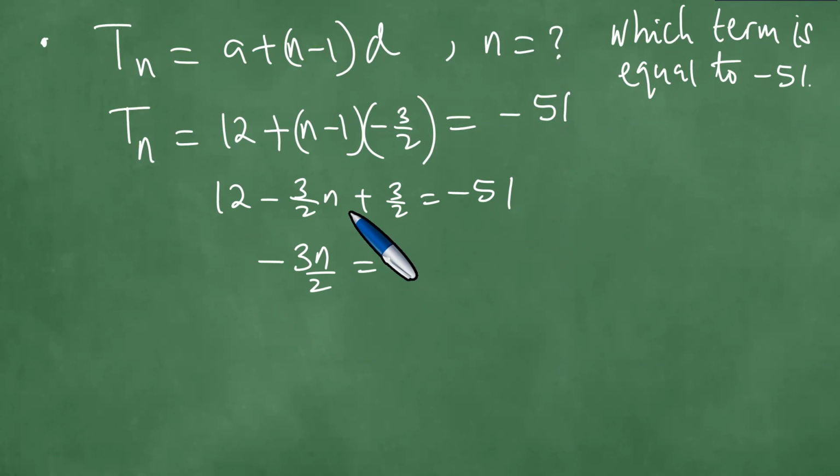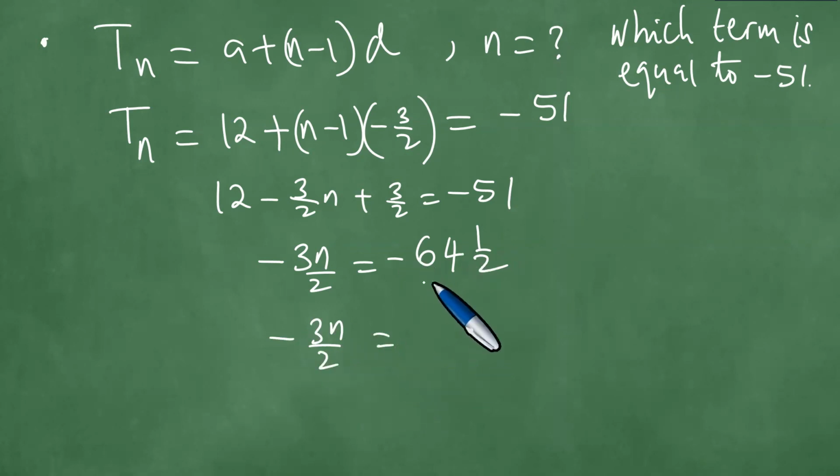Right, so now we continue. What is the answer here? Now you have this. So what is minus 51 minus 12? Minus 63. Minus 63 minus 1.5 is minus 64 and 1/2. So we have 3 out of 2. Negative 64 and 1/2 is 129 over 2.